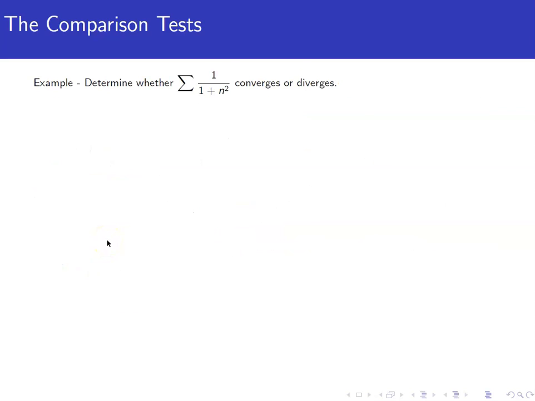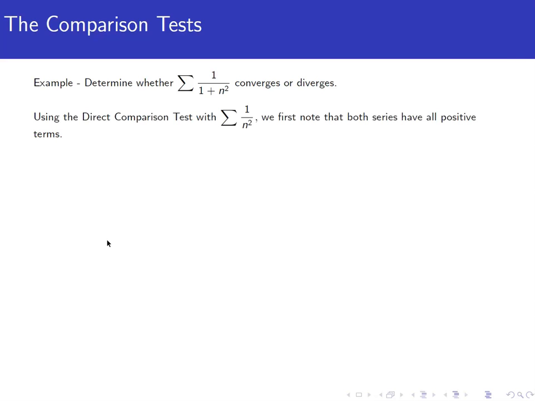Let's go back to the series of 1 over 1 plus n squared and show that this converges. We've already done that with the integral test, but we're going to use the direct comparison test on this one, just to give an example of that. When we're using these comparison tests, we have to know what series we're comparing it to. In the previous slide, we already mentioned that 1 over 1 plus n squared looks a lot like 1 over n squared. So that's what we're going to compare it to, the series of 1 over n squared.